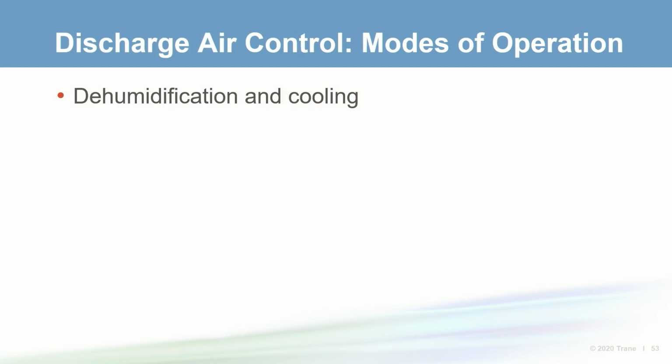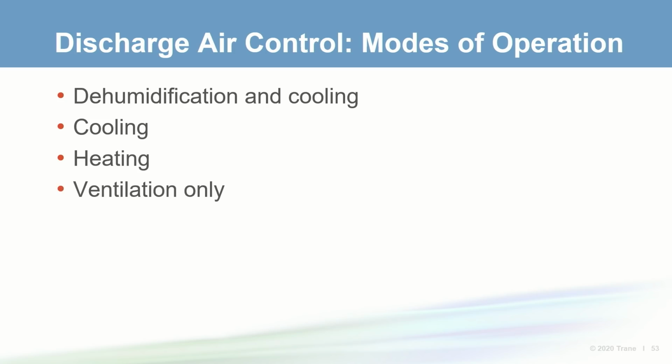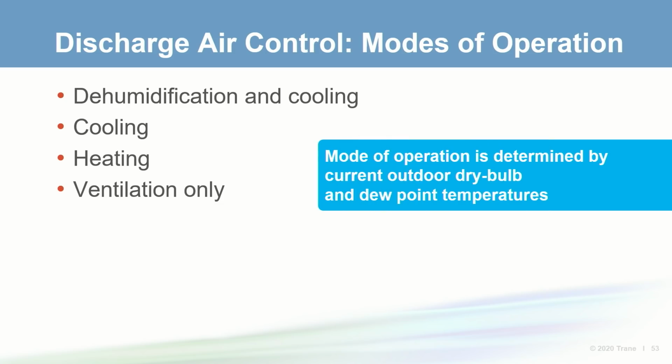When configured with discharge air control, a dedicated outdoor air unit will have up to 4 primary modes of operation: dehumidification and cooling mode, heating mode, and it may have a ventilation-only mode where outdoor air is delivered unconditioned. The mode of operation is determined based on the current outdoor conditions, both dry bulb and dew point. The dedicated outdoor air unit may or may not be equipped with exhaust air energy recovery, but this will not change these primary modes of operation.